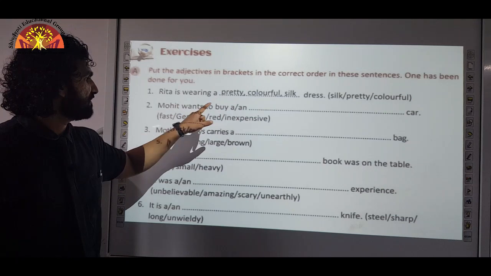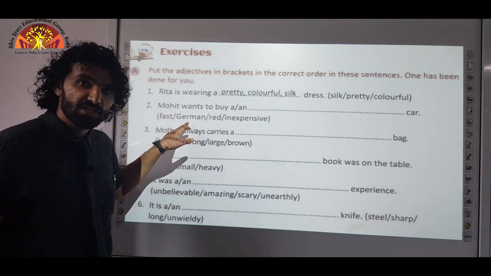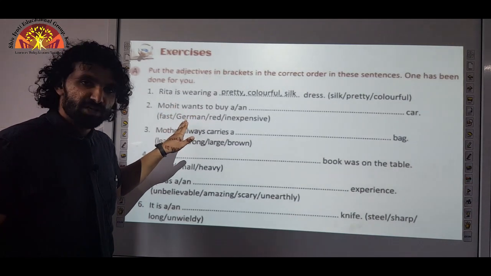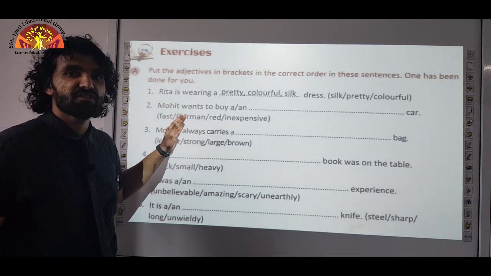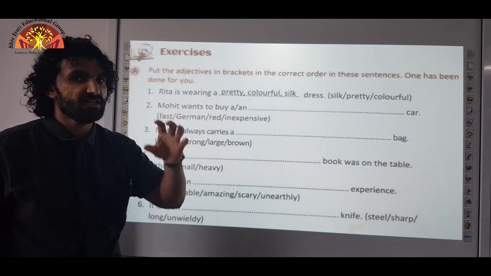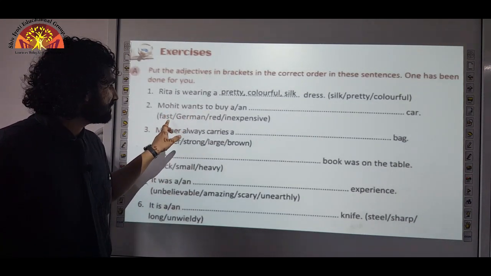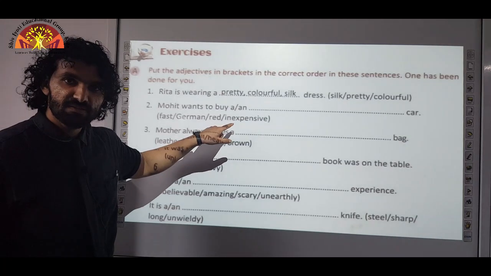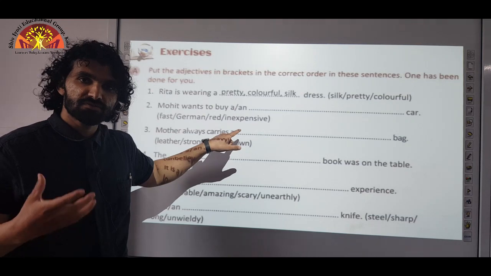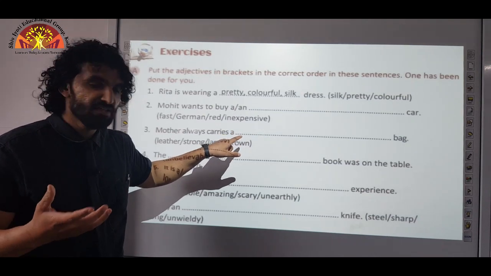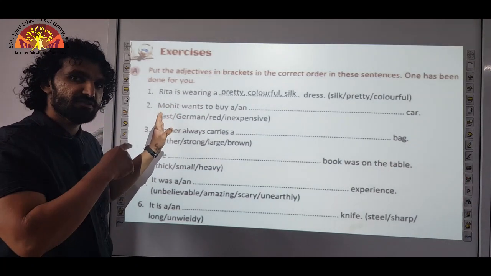Okay, Mohit wants to buy a fast. Then we can see German. What is German? Like Indian, it is nationality. Then we need to forget about it for the moment right now. We don't have to use it now. We will use it later in the end, because as we learned, nationality has to be in the end. So Mohit wants to buy a fast, inexpensive. The meaning of the word inexpensive is something which doesn't cost very much, something which is cheap in price. So it is my personal opinion, it's the personal opinion of this person Mohit.